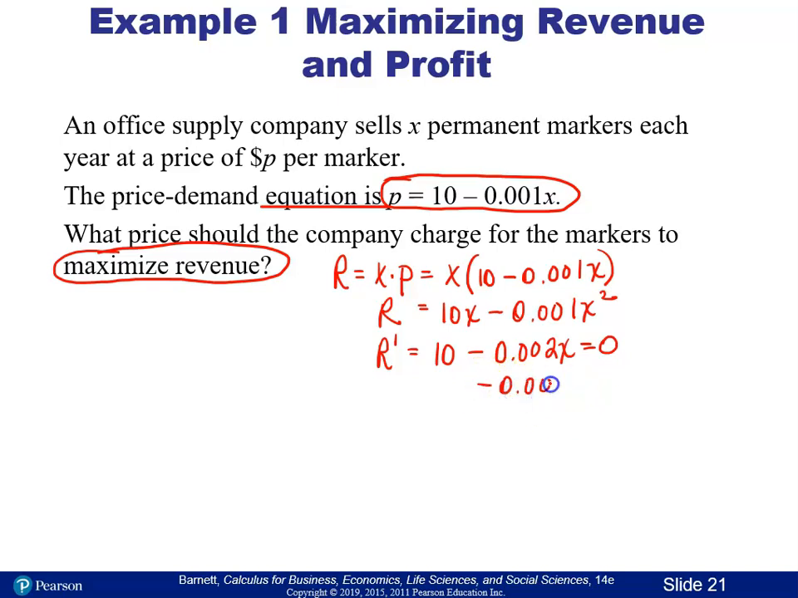Okay, I'm going to move the 10 to the other side here, so it's going to become a negative. And then I'm going to divide by this. So what I find is that x is going to be 5,000, okay? And x is the number of markers, so that's going to be 5,000 markers.